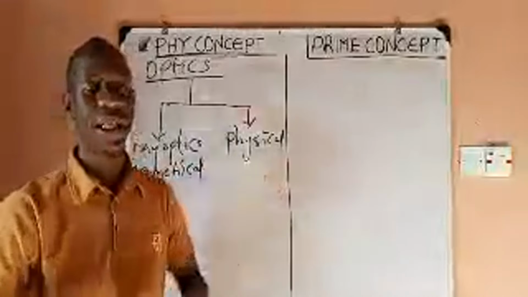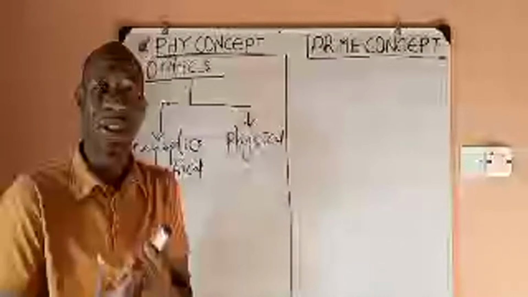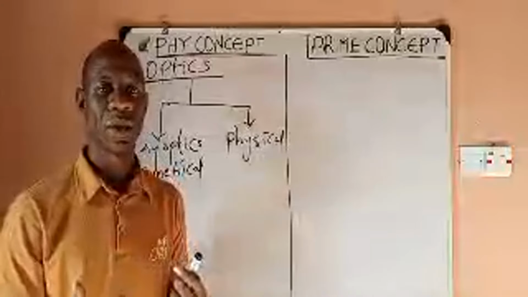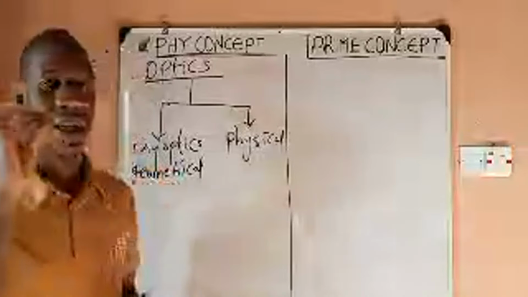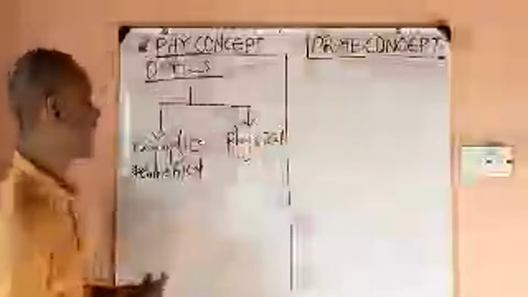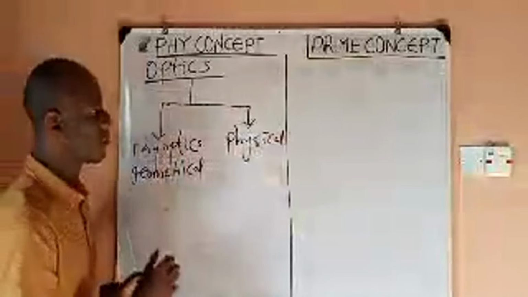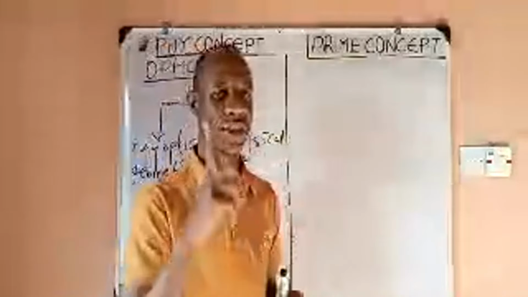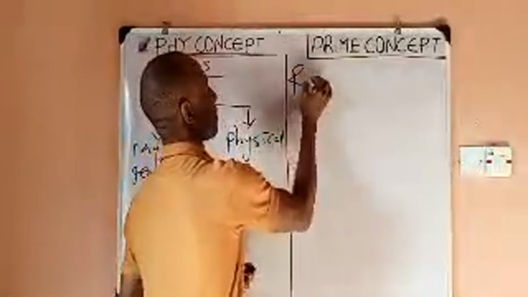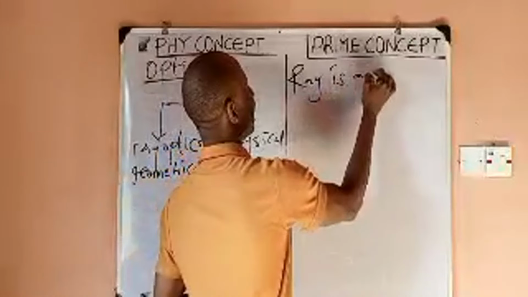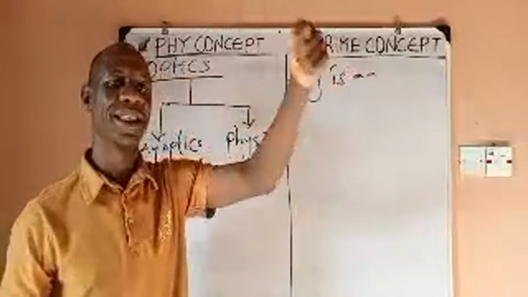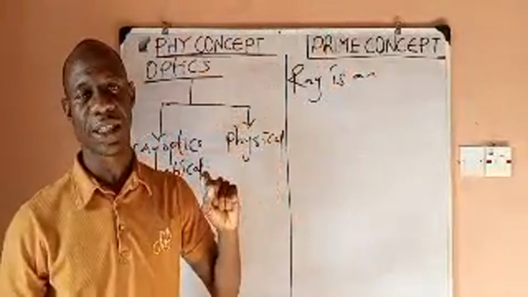Physical optics is a part of optics that studies the physical properties of light around matter, such as diffraction and all these things. That is physical optics. Now, remember we said ray optics studies light using light rays. First, what is a ray? A ray is an imaginary line. A ray is an imaginary line that is drawn from an object to a point.